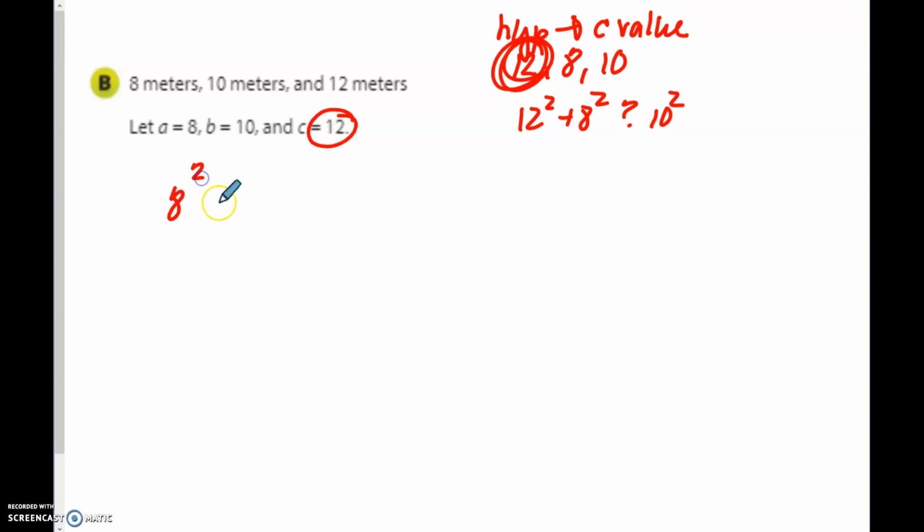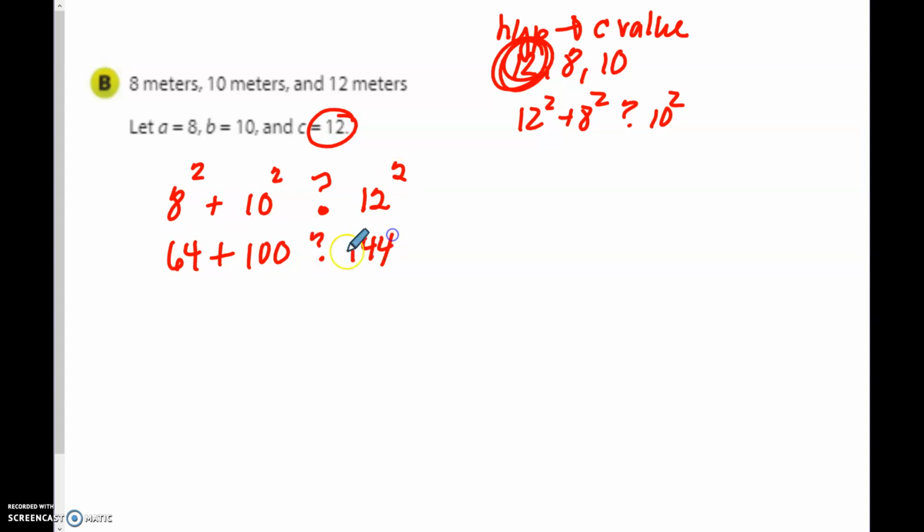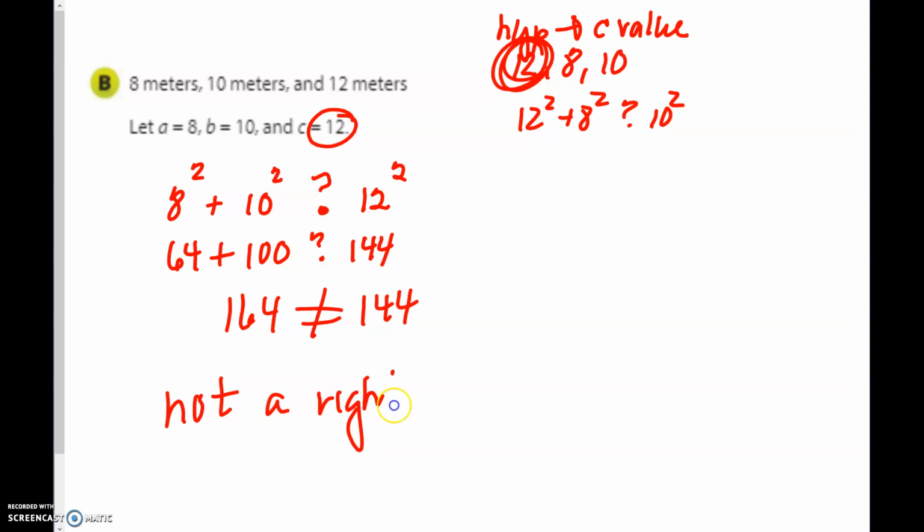8 squared plus 10 squared, does that equal 12 squared? So 8 squared is 64, 10 squared is 100, and does that equal 144? Well, here we have 164. That does not equal 144. Not a right triangle.